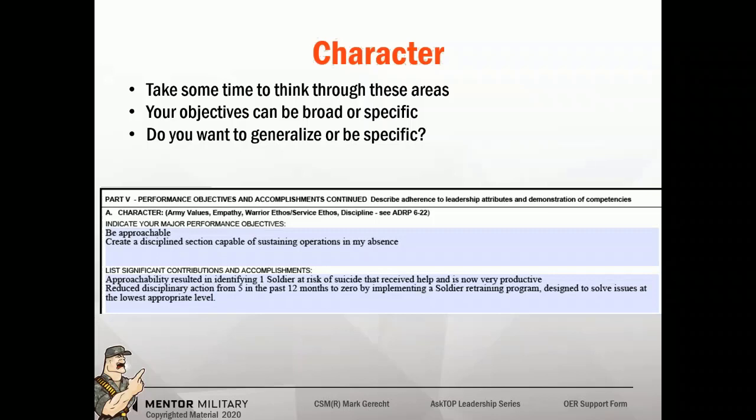Now create a disciplined section capable of sustaining operations in my absence. Okay, so kind of specific. Now we're going to get to the accomplishment, very specific. Reduce disciplinary action from 5 in the past 12 months to 0 by implementing a soldier retraining program designed to solve issues at the lowest appropriate level.